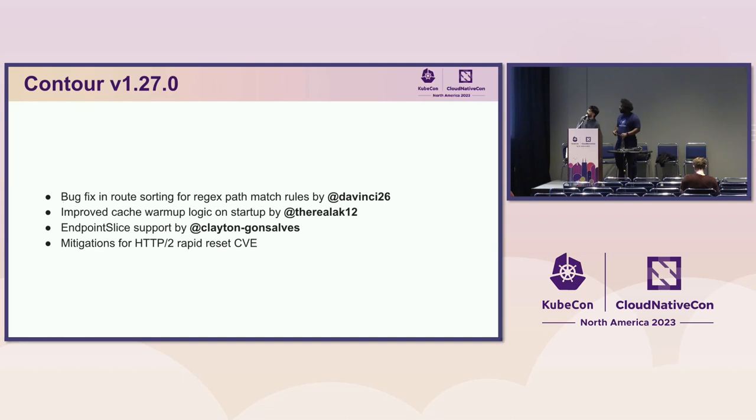Now to the most recent Contour release, just calling out some of the contributors and what they've brought to the table in Contour 1.27. So we had a pretty important bug fix from Sotiris from Reddit, and kind of a table stakes thing that hadn't been implemented before, endpoint slice support, from Clayton as well. I'm sure people have also heard about the recent HTTP2 rapid reset CVE, so we implemented some fixes for that, including the Envoy features that Envoy provided to help mitigate that CVE.